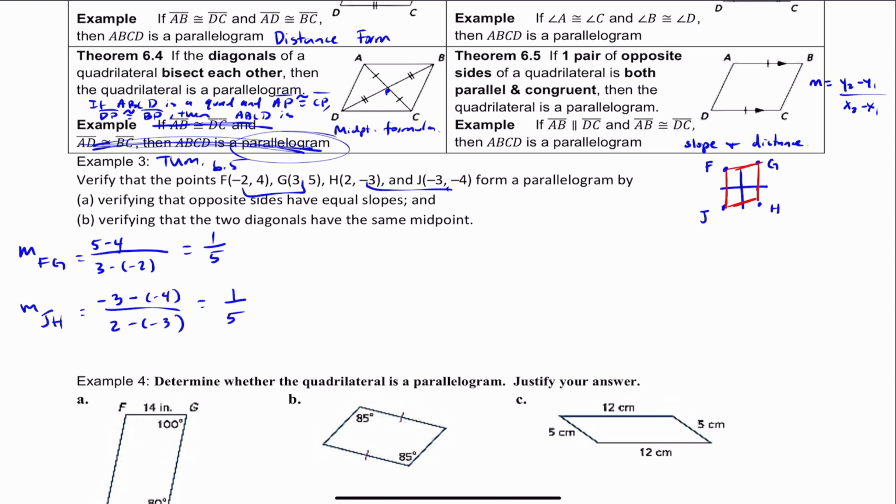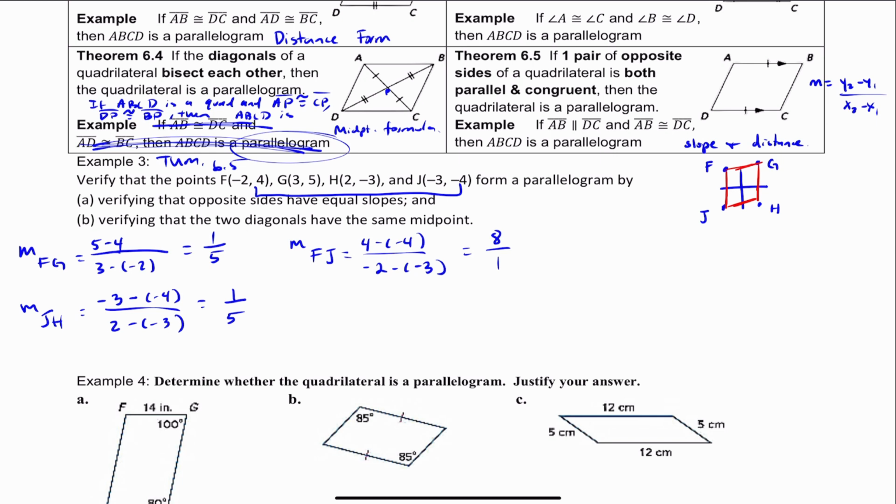Now I'm going to go ahead and figure out what FJ and GH are. So the slope of FJ would be (4 - (-4))/(-2 - (-3)). 4 - (-4) = 8, and then -2 - (-3) = 1, so 8/1.